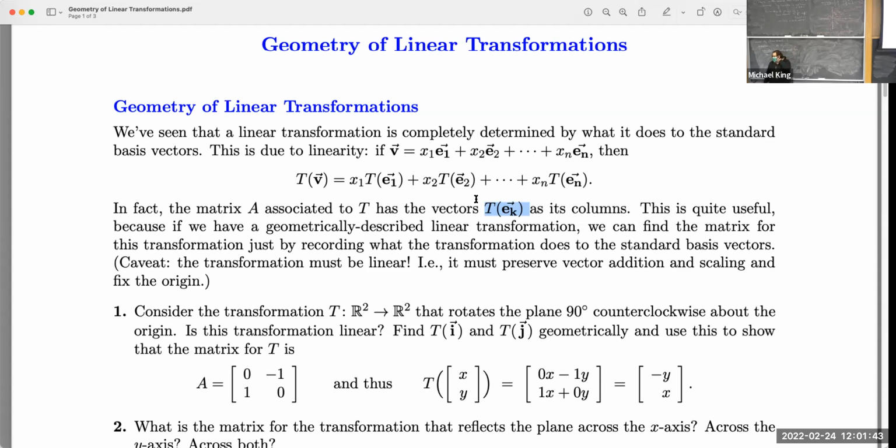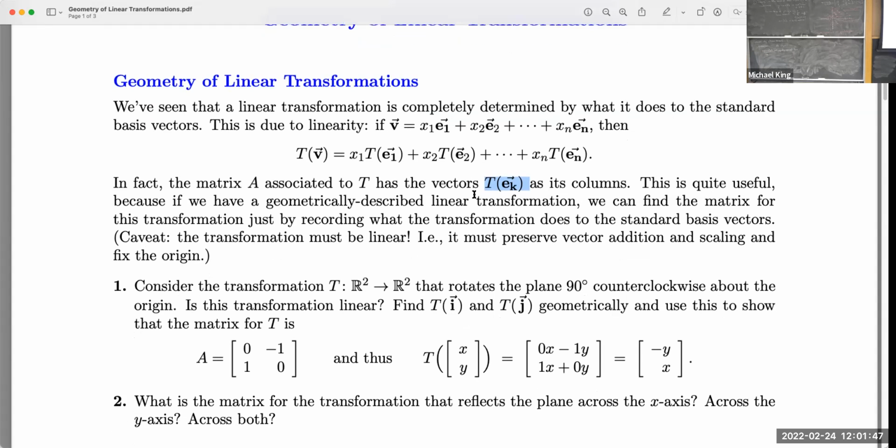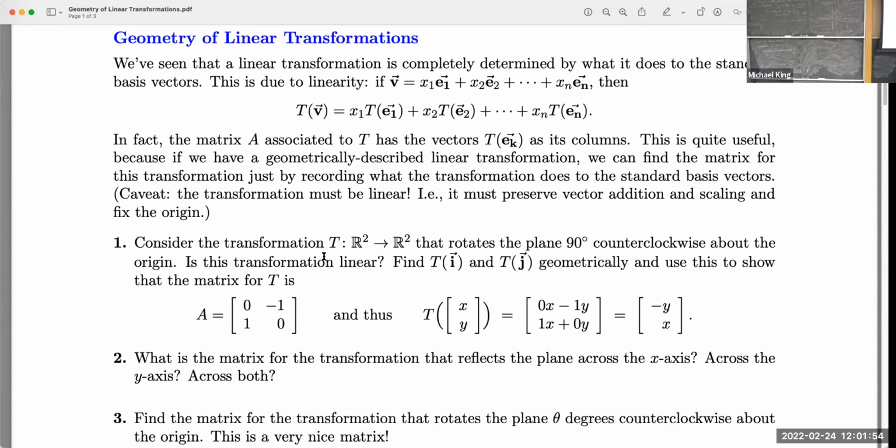And so in fact, there's this cool thing that if you describe a transformation geometrically, although it has to be linear, then once you know what happens to the standard basis vectors, you can just write down the matrix immediately and then write down the general formula immediately. So let's do this example.